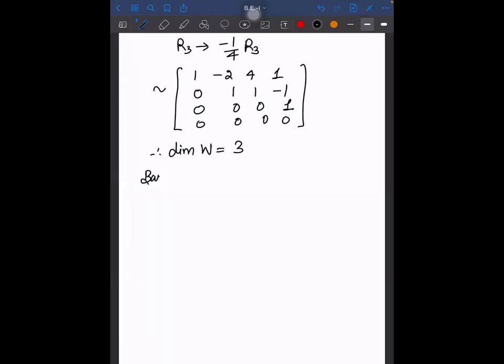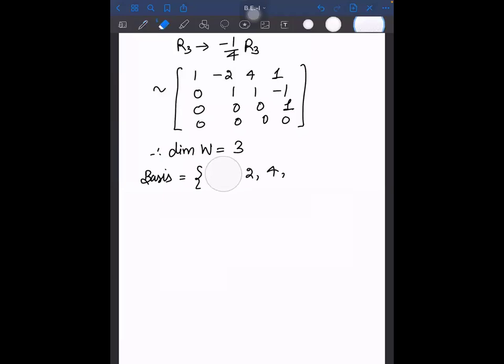And what will be the basis? The non-zero vectors which are present in this echelon form will form the basis for this subspace. So this will look like 1, -2, 4, 1. So these are the bases.